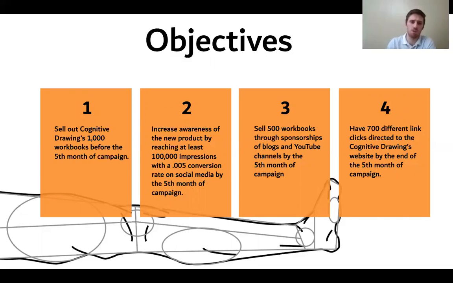And don't let that 0.005 conversion rate confuse you. It's really simple. For every 100,000 impressions that we get on social media, we want 500 workbooks to be sold through those impressions. Our third objective is to sell 500 workbooks through sponsorships of blogs and YouTube channels by the 5th month of our campaign. And our fourth and final objective is to have at least 700 different link clicks directed to Cognitive Drawing's website by the end of our campaign.